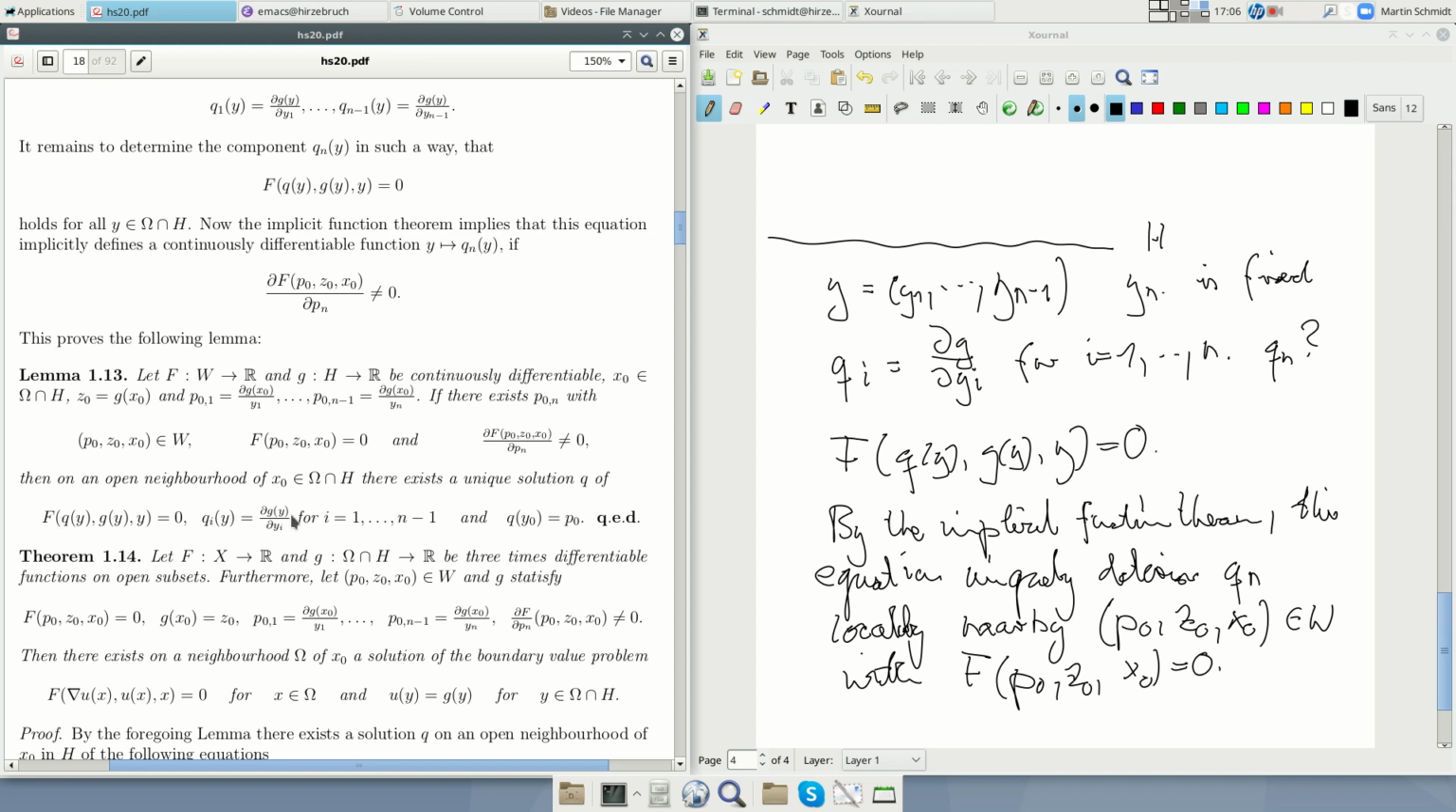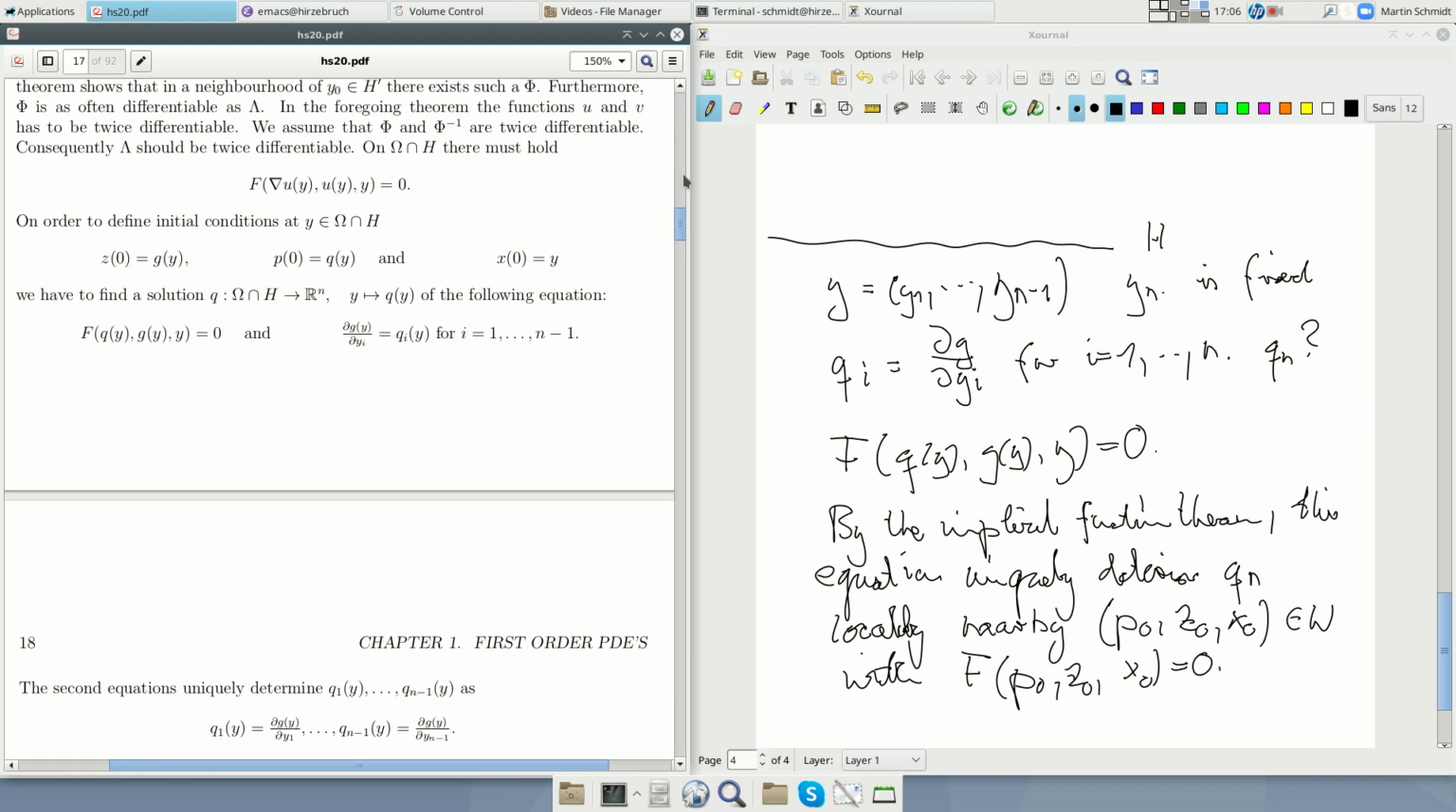The first n minus 1 components of q, because q should be the gradient of u, are just these derivatives. So they are also given. So it remains only to define q_n. And q_n is, by this equation, uniquely determined in the neighborhood of this point by the implicit function theorem. So this is the proof of this lemma. And then in the next lecture we will show that under these conditions we indeed obtain locally a solution of our first order PDE. So this is what we do today.